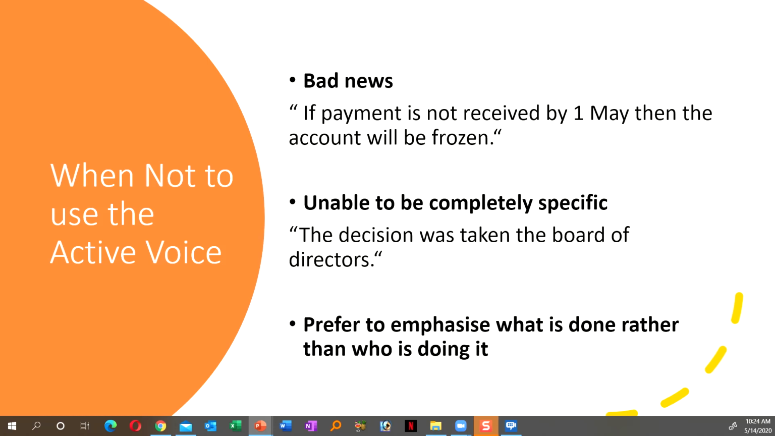This is passive. Another reason why you would use the passive voice: being unable to be completely specific. Here, in this case, there's an example: the decision was taken by the board. It should be by the board of directors. Well, a lot of mistakes here. Let me fix that. Sort of embarrassed there.